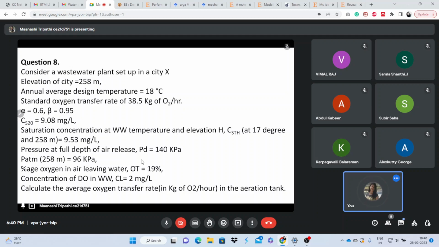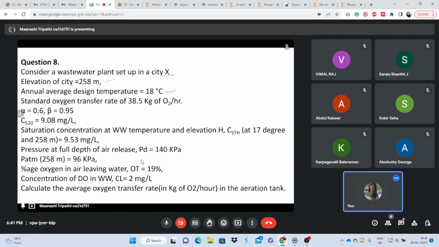Consider a wastewater plant set up in the city X. X is the name of the city. We are talking about a wastewater plant. Here we know the elevation of the city and the annual average design temperature. This is a big question. Try to be very cautious with the units.